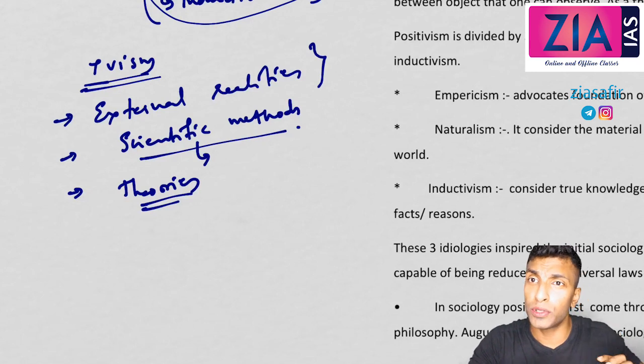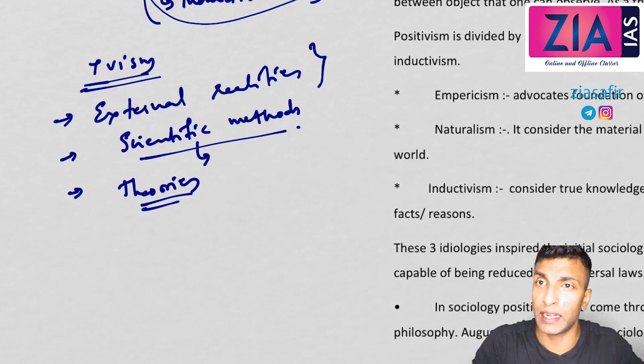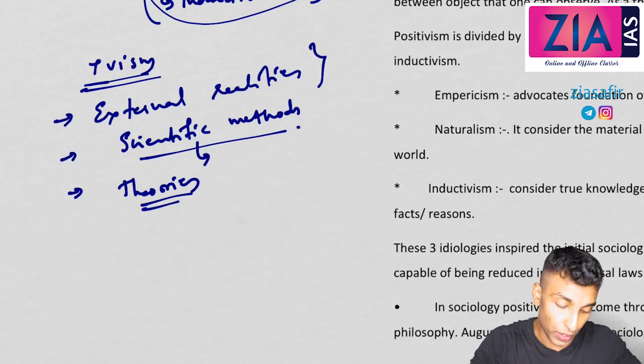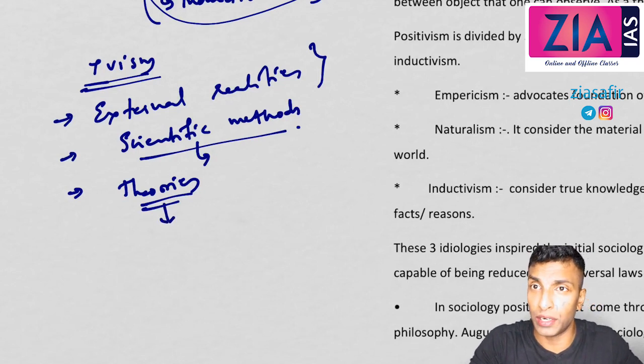Okay, so Durkheim's approach is similar to natural science. He is giving importance to the macro, he is giving importance to external realities. He was a positivist, and he was also making theories. Auguste Comte also made theories which he claimed were universally applicable, but later proved wrong. We'll discuss that.